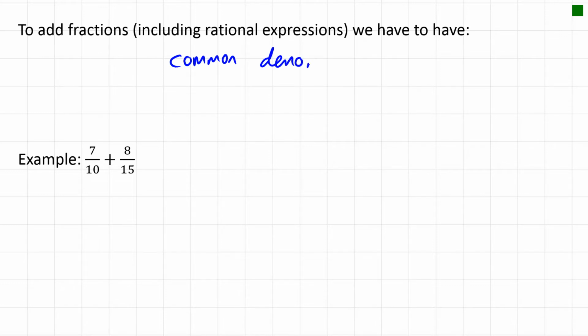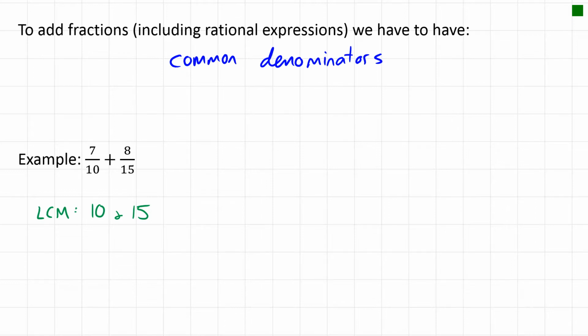So we're going to do a quick review of common denominators with a simple fraction problem, and then we'll go into our rational expressions. So looking at this one, we have 7 over 10 plus 8 over 15, and we want to add those two fractions together, but we can't because the denominators are different. So to make them the same, we want to find the lowest common multiple, or sometimes called the LCM, of 10 and 15. So what's the lowest common multiple of 10 and 15?